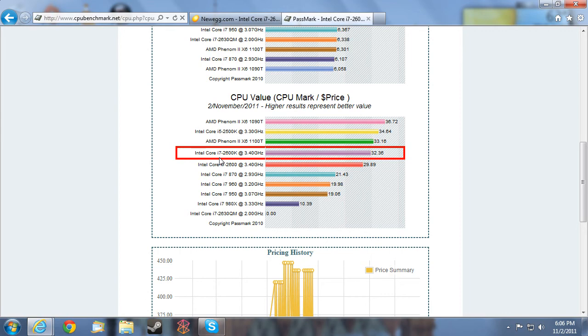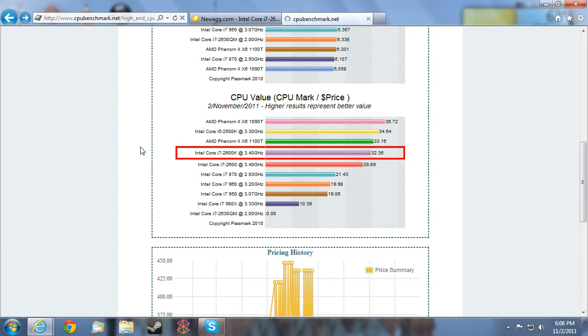So we can see with this 2600K, yeah, it's pretty much up there. I mean, you're getting a good value for your money. There are obviously some more value efficient buys. AMD's always been known to be very cost effective for their processors. So no surprise to see them at the top. But the 2600K, it looks like a really good buy.